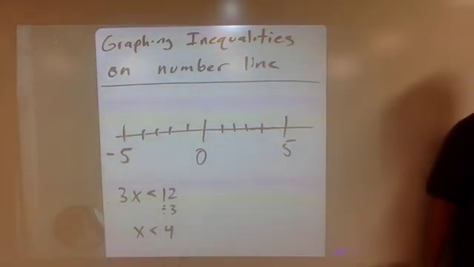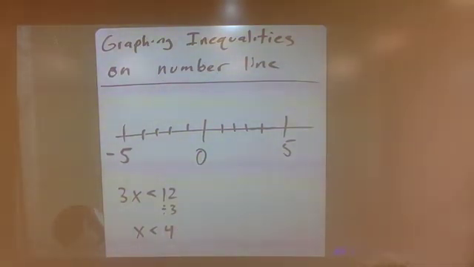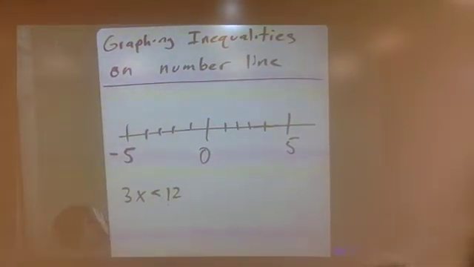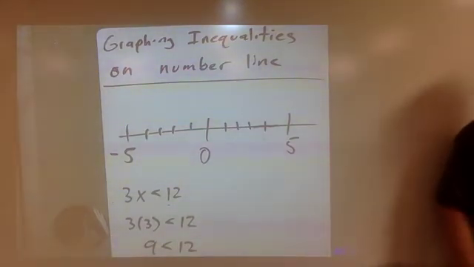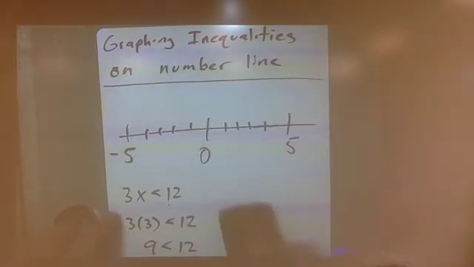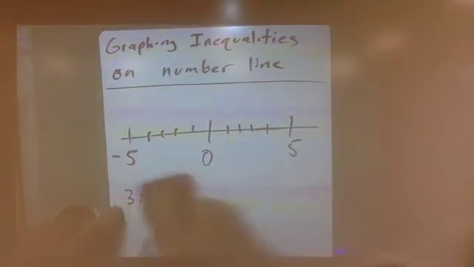So how do we represent that on the number line? This is saying that we could plug in any number for x that's smaller than 4, and it'll make that equation true. So let's check it. Let's plug in 3. 3 is a number that's smaller than 4. So you have 3 times 3 is less than 12. Is that true? 3 times 3 is 9. And yes, it's true. 9 is less than 12. So we did the problem right. X can be anything less than 4.